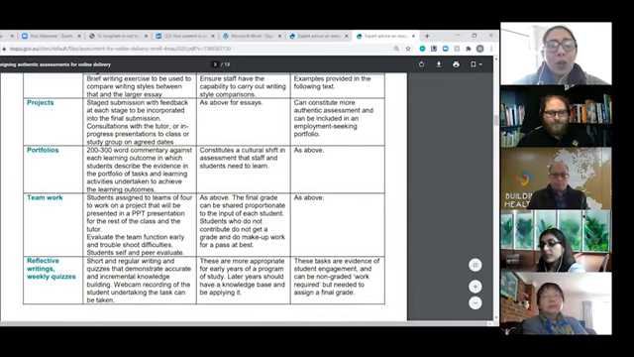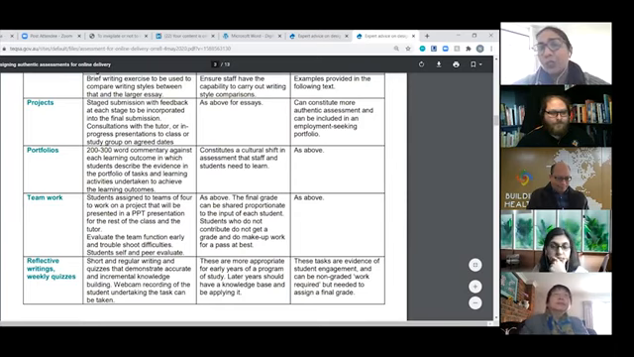So we can have 200, 300 word commentary against each learning outcome in which students describe why that particular task or learning activity they have undertaken is going to help them to achieve the learning outcome for that particular unit. So this is what we're looking at here. Same with teamwork: assign your students in teams, give them a project to work on, present a PowerPoint, and share it with the rest of the class and the teachers as well.